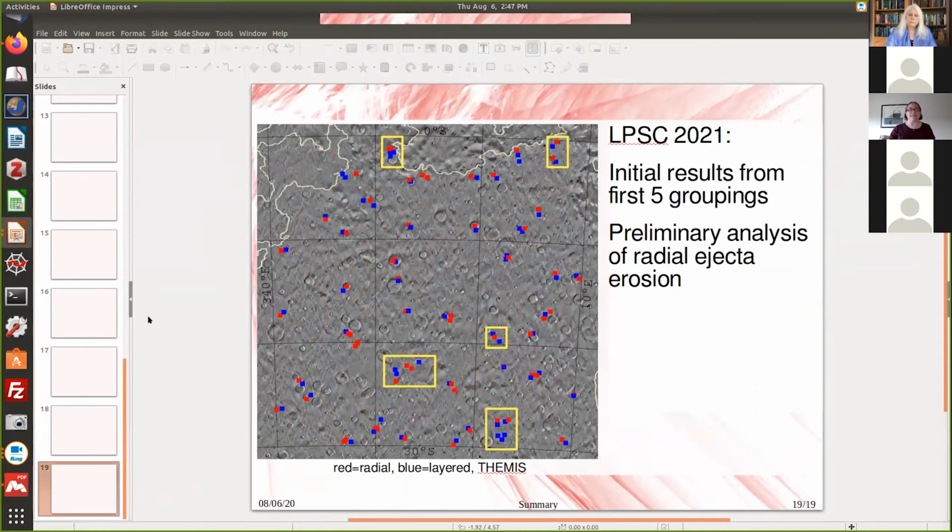And finally, what to look for in the future. We hope to be presenting at LPSC initial results from the first 5 groupings of our work. We don't have the time to get the ages of all the craters in this region, so we've split them into groups across the region to then do some interpolation, which will help us understand possibly the spatial and temporal evolution of subsurface volatiles in this area near the equator, and this preliminary analysis of the radial ejecta erosion question.